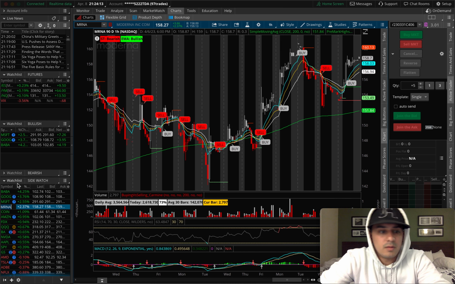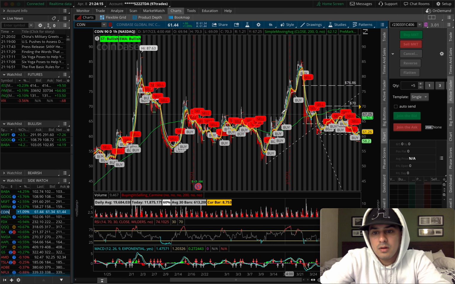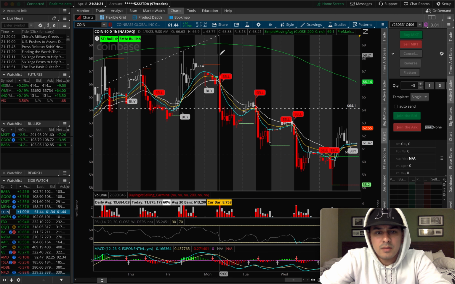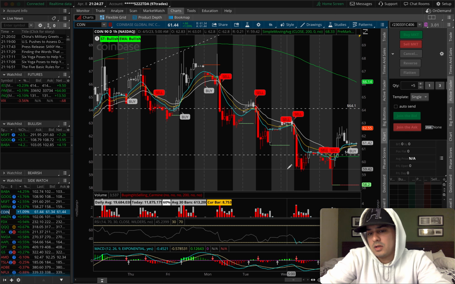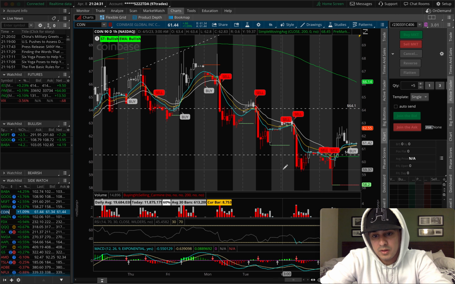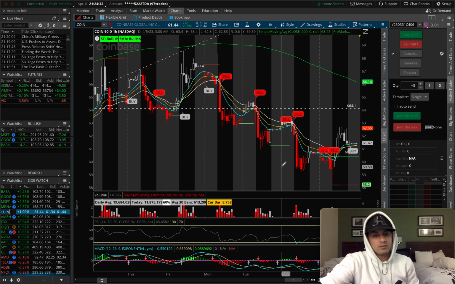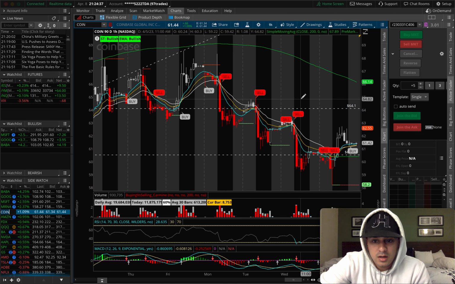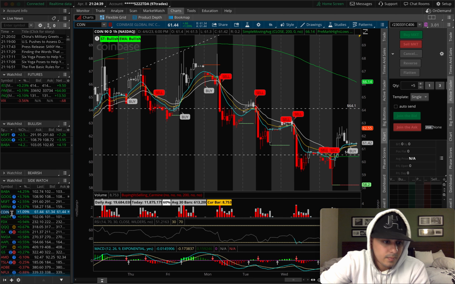I really don't like Moderna that much. Coin, ooh, I got a lot of stuff going on. Yeah, I really don't like Coin. You can see we're making lower highs and lower lows. Kind of looks like a little double bottom somewhat right here. Not really because of this wick, but we closed within somewhat of a double bottom-ish range. Anyways, I'm not interested in Coin.